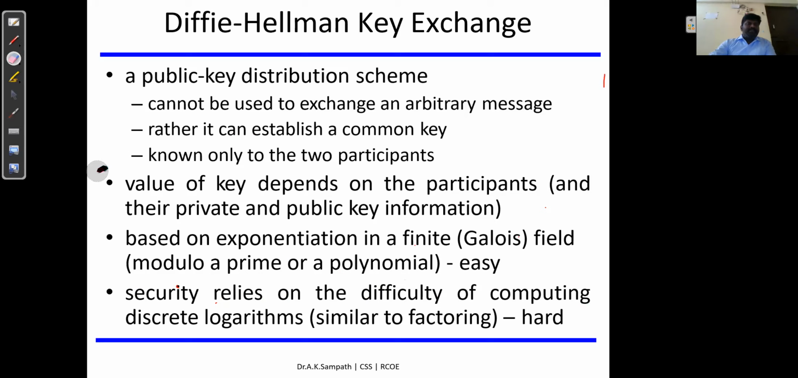Now, there are certain points we are supposed to remember about this Diffie-Hellman key exchange algorithm. This cannot be used to exchange an arbitrary message. Instead of transmitting the plain text or actual values, with the help of this technique we are going to generate only the key. Rather, a common key can be established. This common key can be considered a session key or secret key, which will be used for subsequent encryption and decryption.